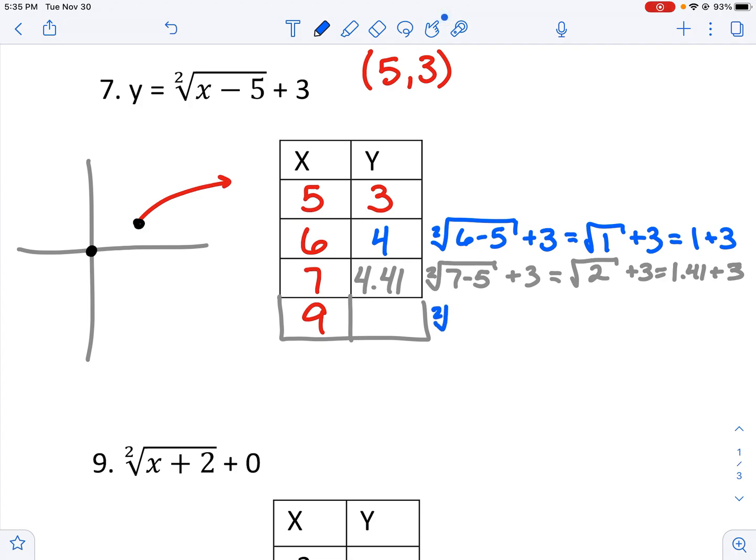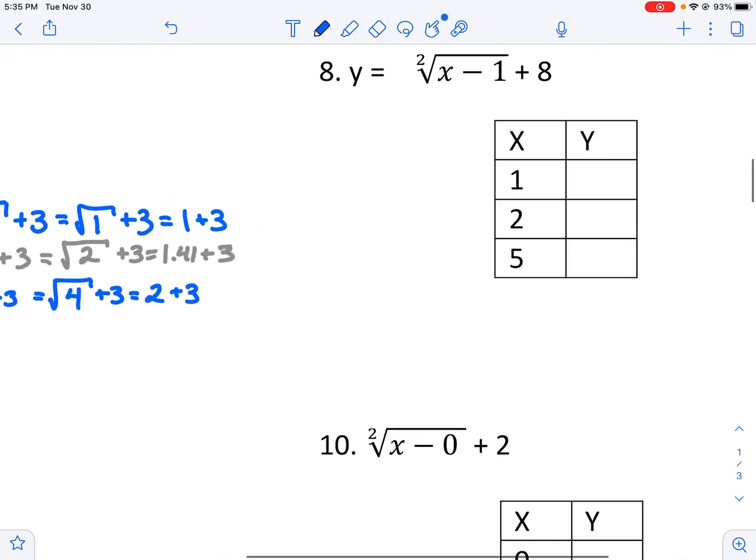So 9, square root of 9 minus 5. The square root of 9 minus 5 is the square root of 4. I'll keep that plus 3. The square root of 4 is 2. Plus 3 would get me 5. But you don't have to find those x values because I gave them to you.